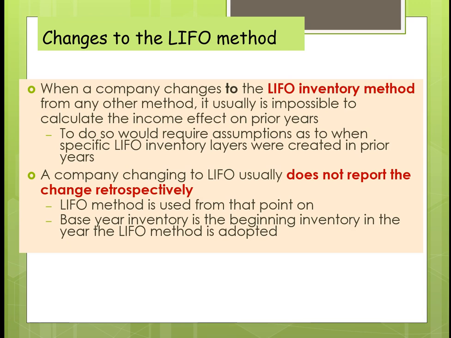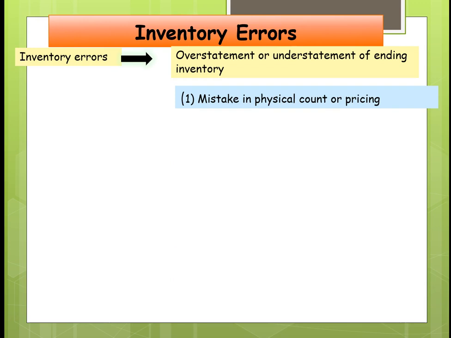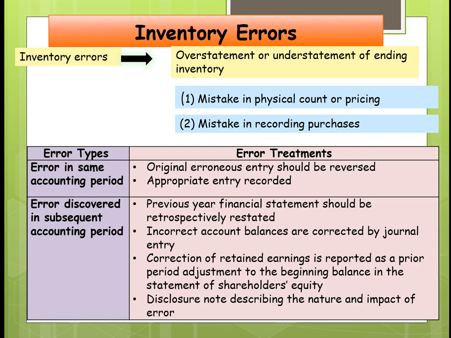Now we're going to look at inventory errors. Inventory errors are overstatements or understatements of inventory. They could be due to mistakes in the physical count or pricing, or mistakes in recording purchases. Now, how do we treat them? It depends. If the error is in the same accounting period, the original erroneous entry should be reversed and the appropriate entry recorded. If the error is discovered in subsequent accounting periods, previous year financial statements should be retroactively restated.